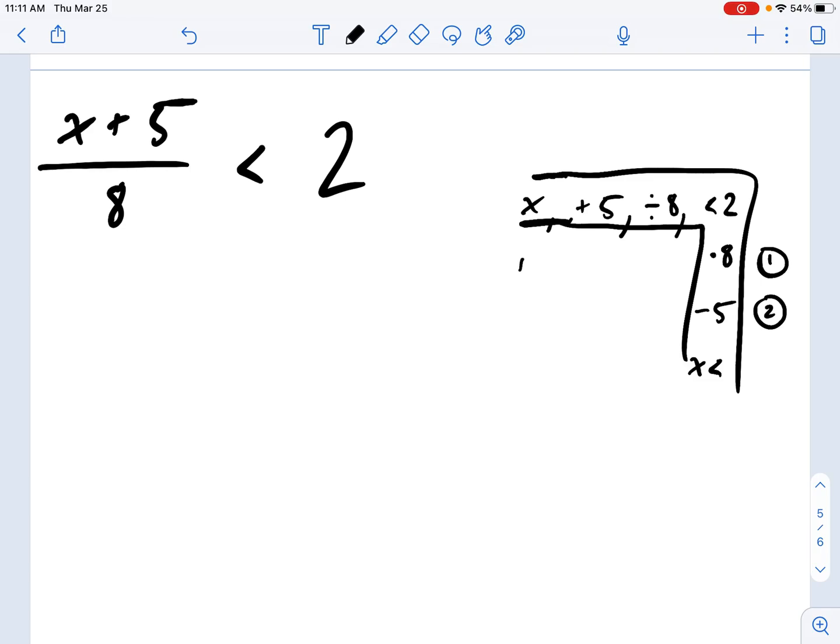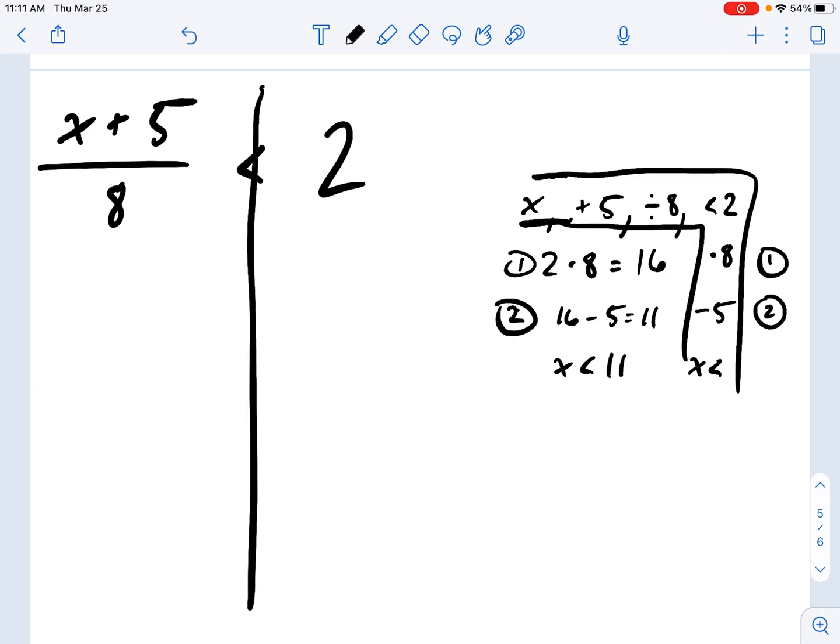So if you want to get started, step 1 is 2 times 8 equals 16. Second step, 16 minus 5 equals 11. So x is less than 11. So x is anything less than 11.